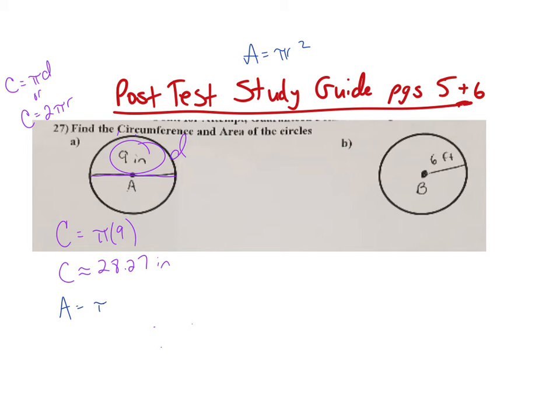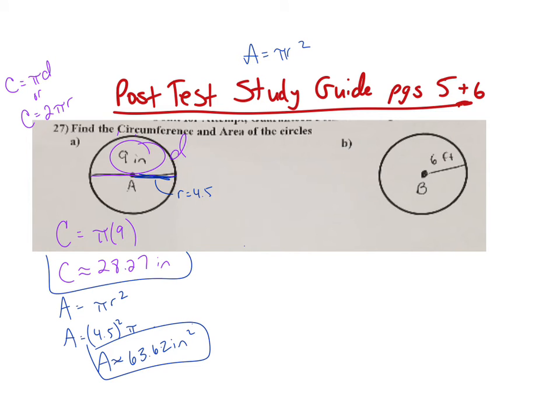Area, easy. Now, pi times r squared. Remember, r is only half of this, so r equals 4.5. So my area is equal to 4.5 squared times pi. So I just do 4.5 squared, which is 20.25, and I multiply that by pi. And I end up with area is about, once again, I'm going to use my approximate symbol, because I am rounding, 63.62. Remember you have to have the right label. It's going to be square inches. So there's your area, there's your circumference.